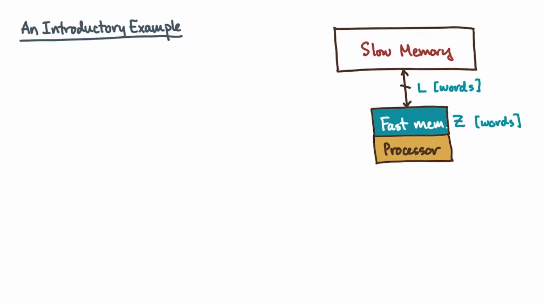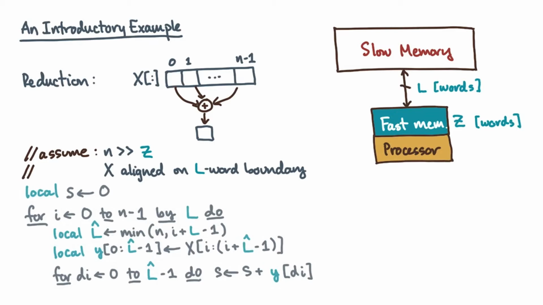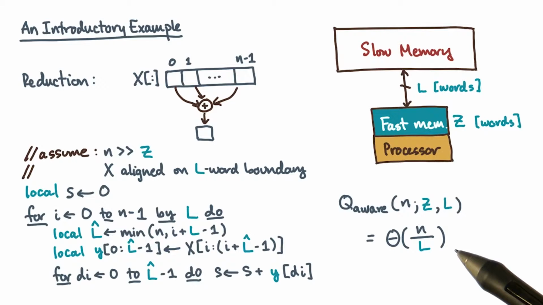Let me start with a somewhat trivial example just to contrast the notion of fast memory obliviousness to fast memory awareness. Consider the problem of sequential reduction. Let's start by reviewing the fast memory aware version. It scans the list in units of size L to match the memory transfer size. Notice that L is an explicit variable or parameter of the algorithm. But at least the algorithm is I/O optimal. It performs just N over L transfers.